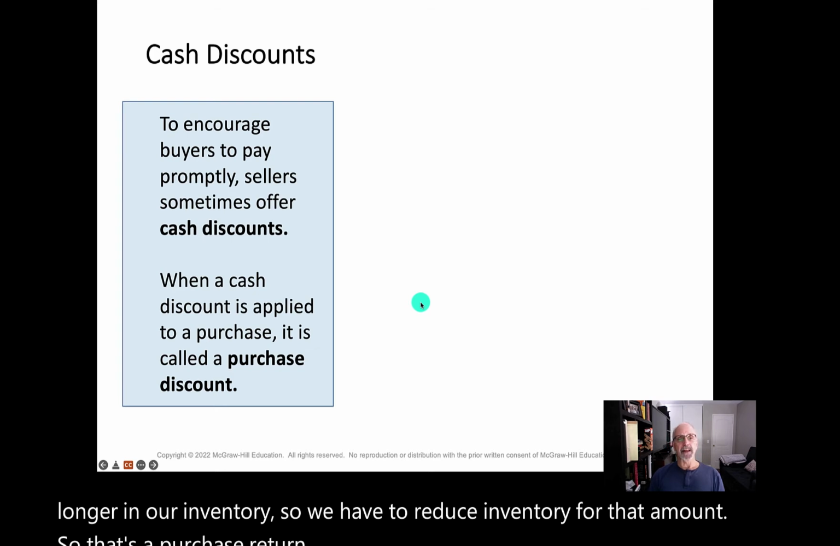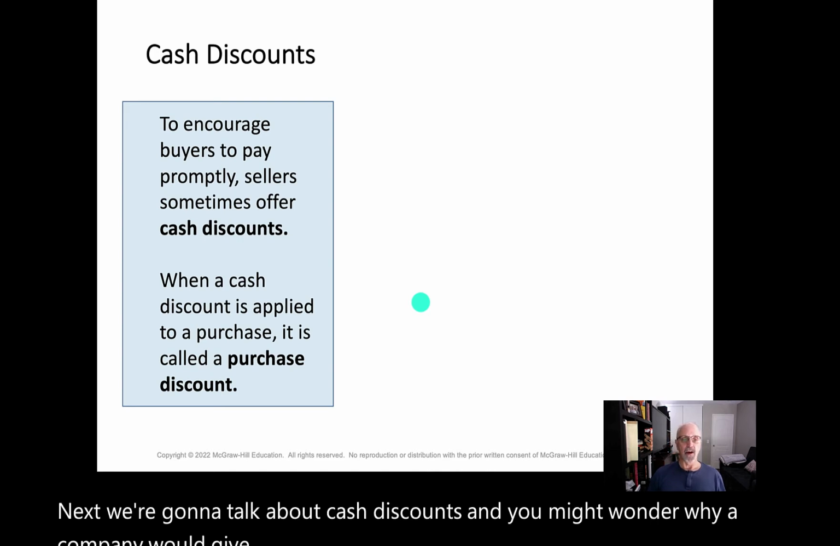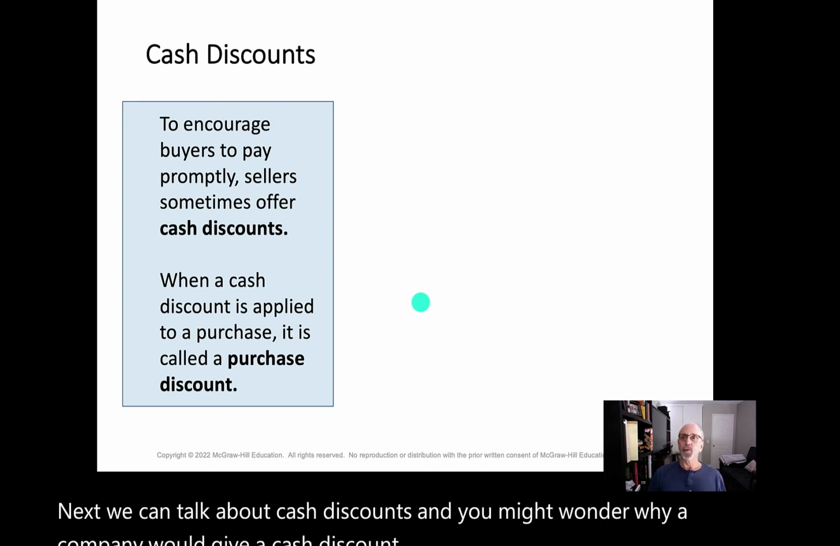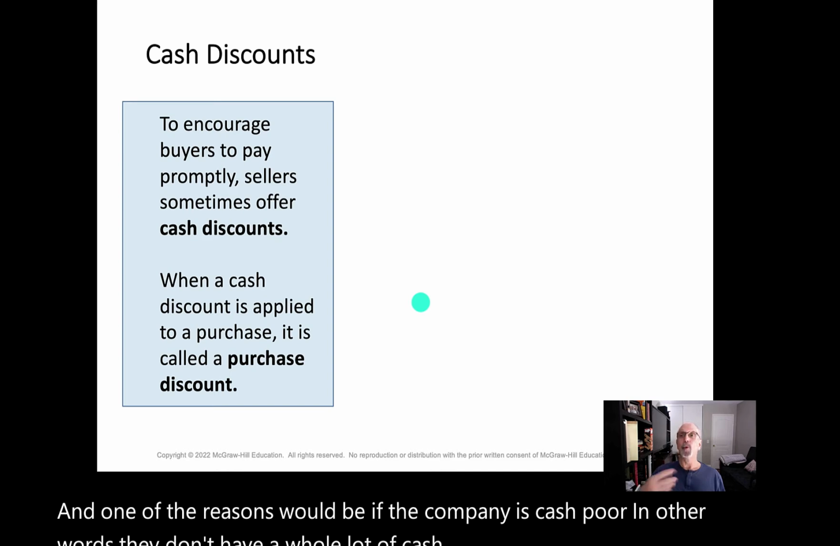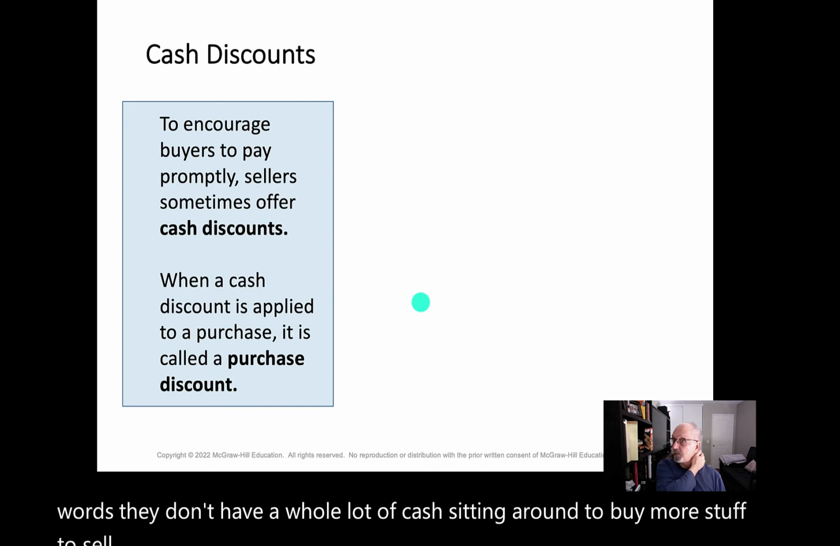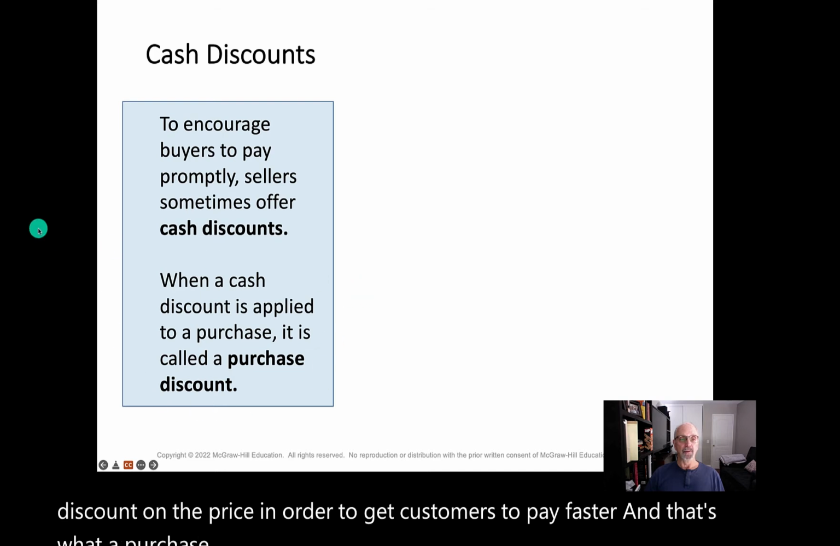Next, we're going to talk about cash discounts. And you might wonder why a company would give a cash discount. One of the reasons would be if the company is cash poor, in other words, they don't have a whole lot of cash sitting around to buy more stuff to sell, then it makes sense for them as a vendor to give a little discount on the price in order to get customers to pay faster. And that's what a purchase discount is.